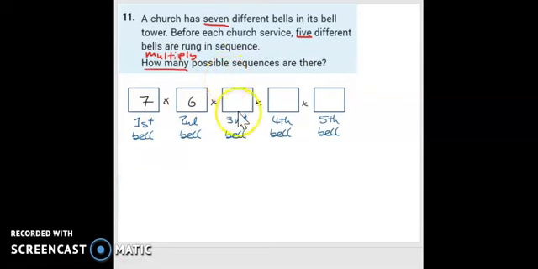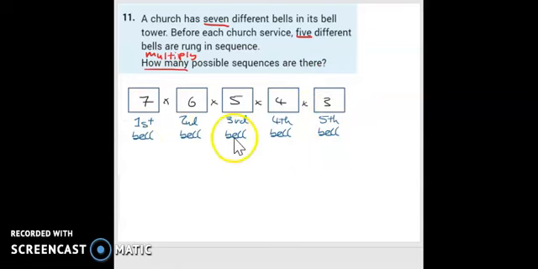In the same way, for the third bell, we've used 2 of the bells already. So for the third bell, 7 take away 2 leaves us with 5 bells to choose from. For the fourth bell, we've used 1, 2, 3 bells already. So 7 take away 3 leaves us with 4 bells to choose from for the fourth bell. And for the 5th and final bell, we've used 1, 2, 3, 4 bells already. So 7 take away 4 leaves us with 3 bells to choose from for the 5th bell.